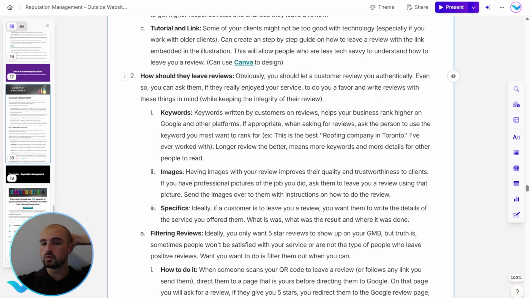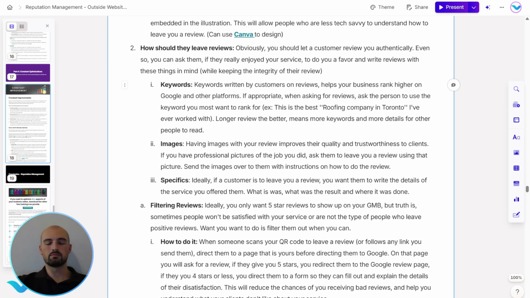How should they leave reviews? Obviously, you should let a customer review you authentically. Even so, you can ask them, if they really enjoyed your service, to do you a favor and write reviews with these things kept in mind. So you want to keep the integrity of the reviews intact, but you want to ask them to put in keywords.